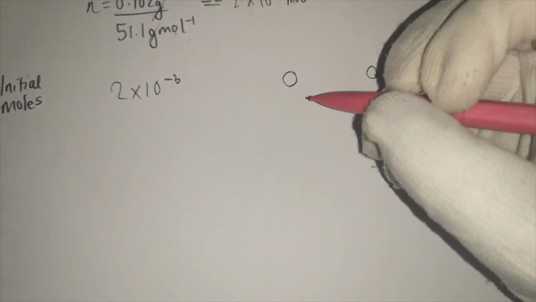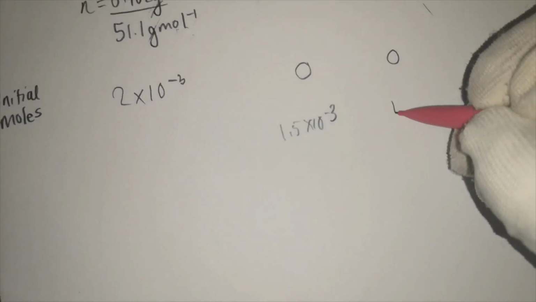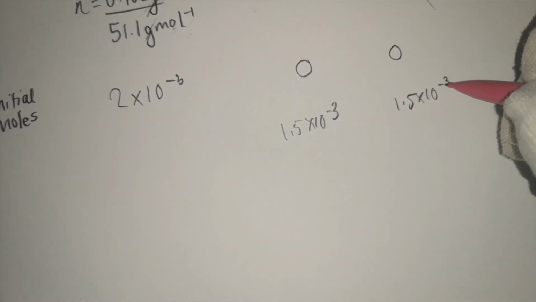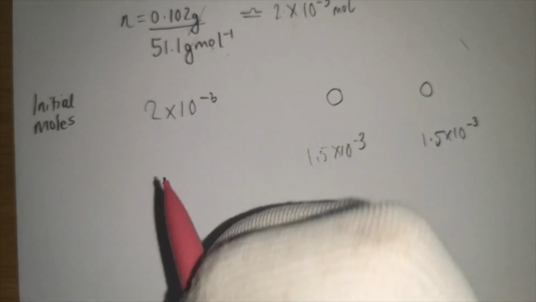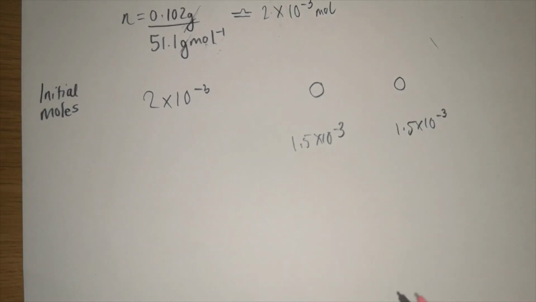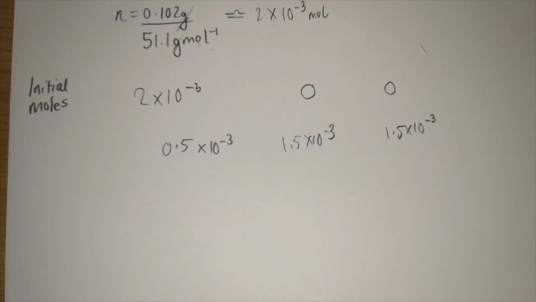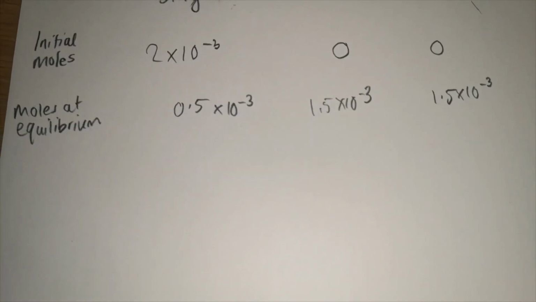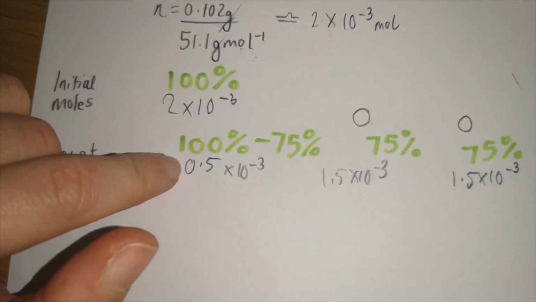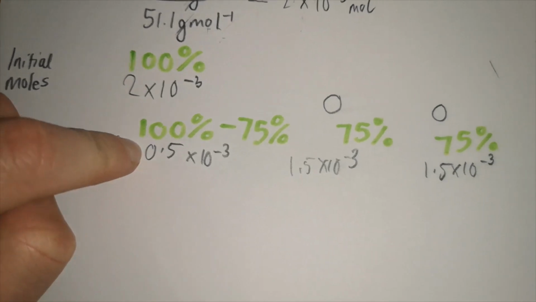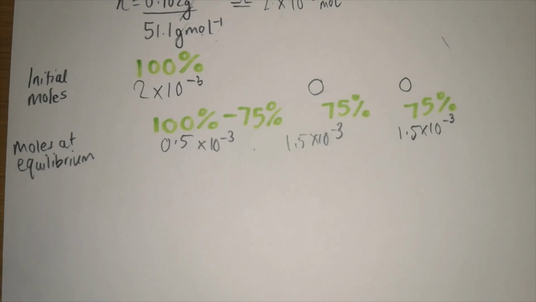75% of 2 is just 3/4 of 2, so we can write 1.5 times 10 to the minus 3 has been converted into each of our products. Since only 25% of this remains, we can say that there is 0.5 times 10 to the minus 3 remaining. This is our third row, moles at equilibrium. We can also write this out in terms of percent. We started with 100%. Then we ended up with 25% because 75% had been taken over to this side. Now we add the moles at equilibrium to give the total moles at equilibrium.